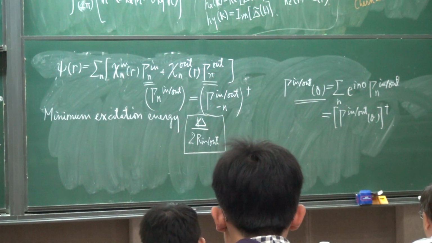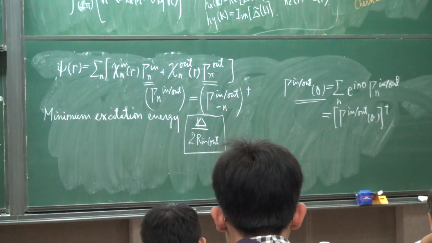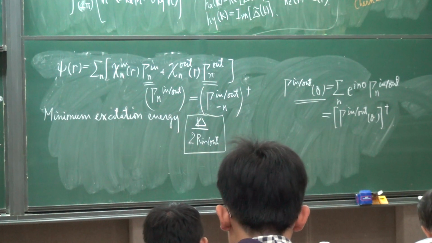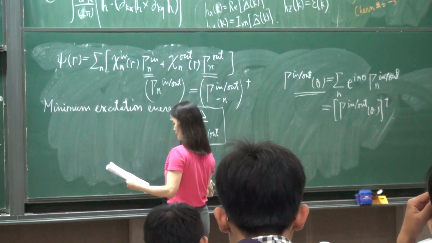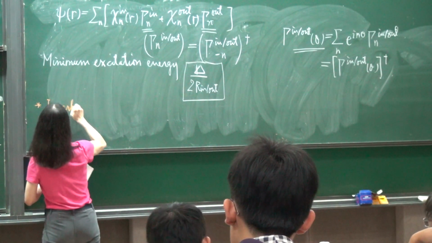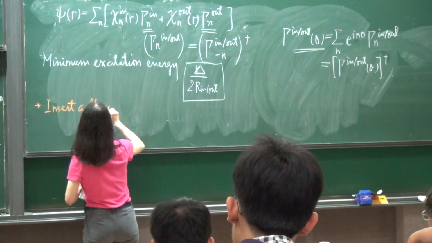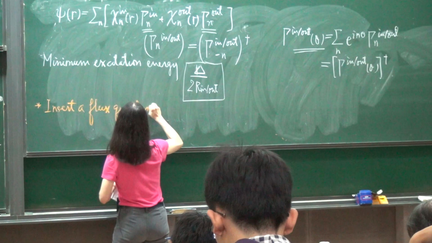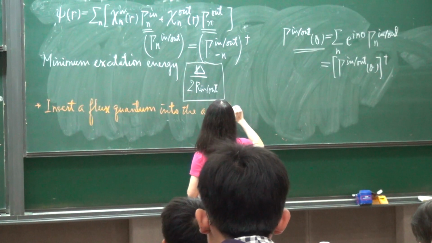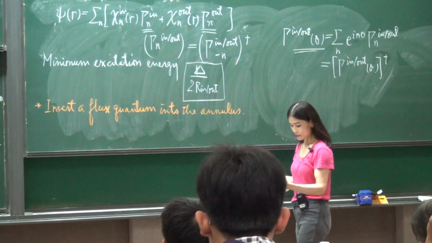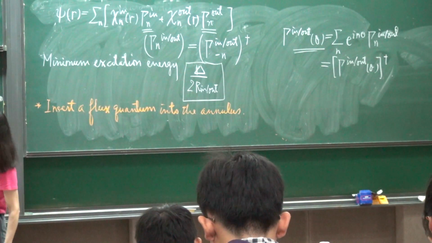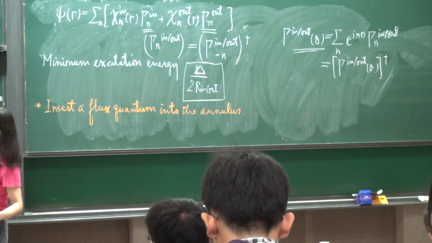There's something very interesting. This is when you don't apply a magnetic field. Now, if I apply a magnetic field out of this annulus, what I'm going to do next is insert a flux quantum into the annulus. And it turns out, again, I don't have time to derive it, but if I have one flux quantum coming through this, you can use magnetic flux to play around with the situation.